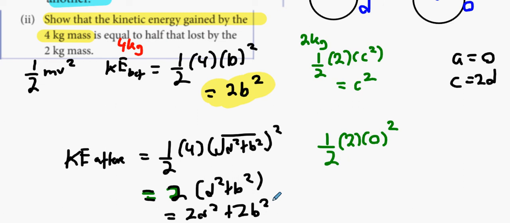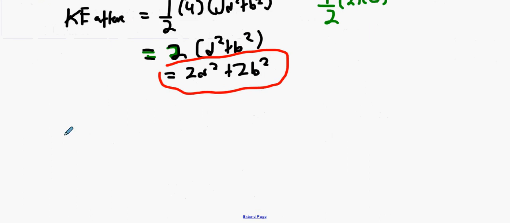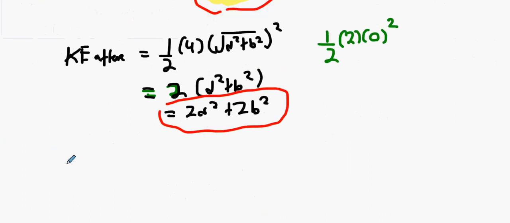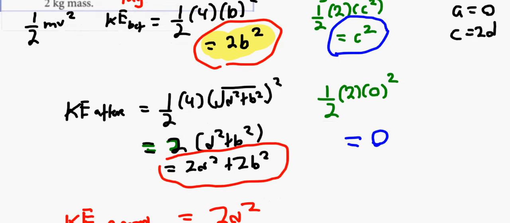Okay? So this means that when you compare this one here to this one here, the kinetic energy gained is equal to 2d squared. Now, when you're talking about the smaller particle, how much did it lose? It had c squared at the beginning, and now it has nothing. So how much did you lose? You lost c squared.